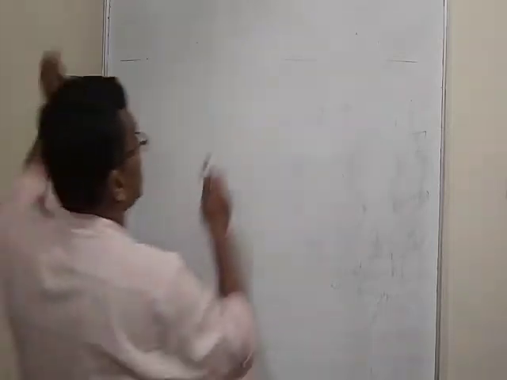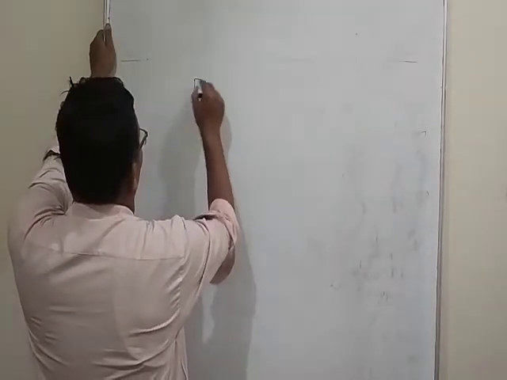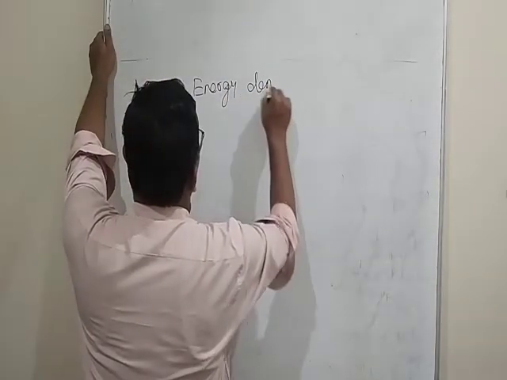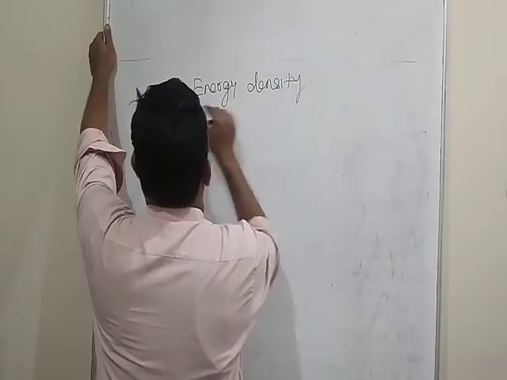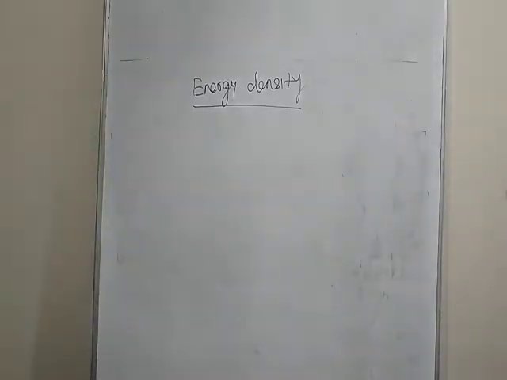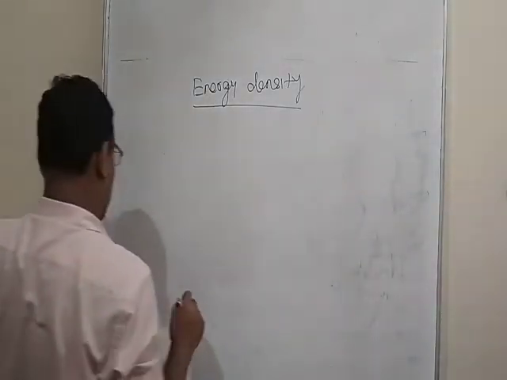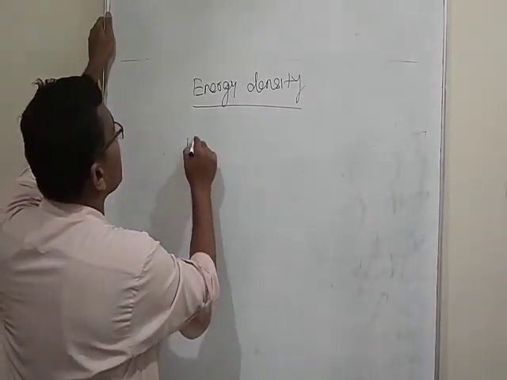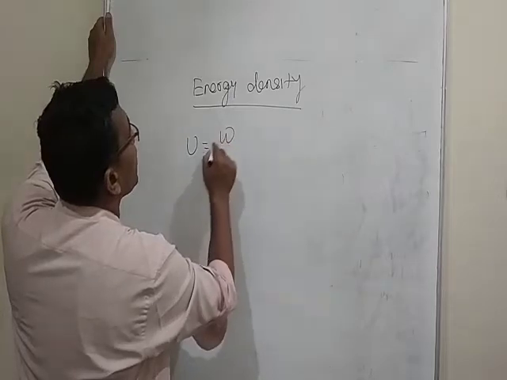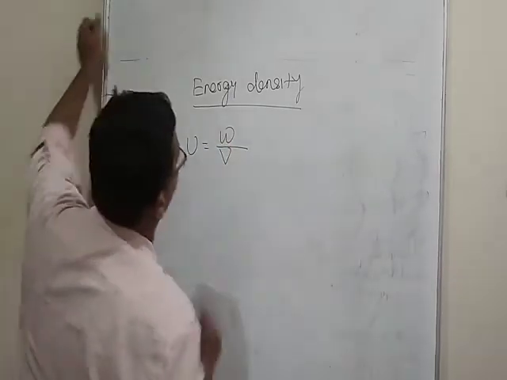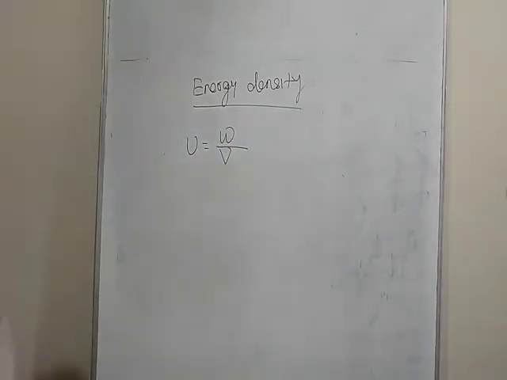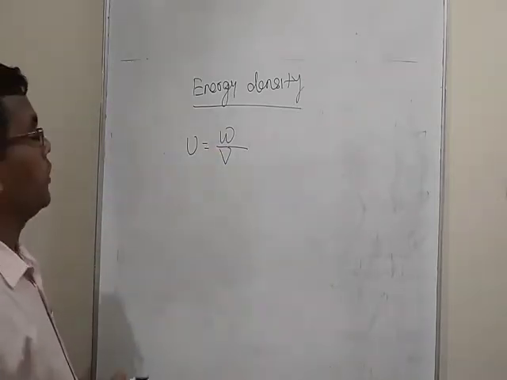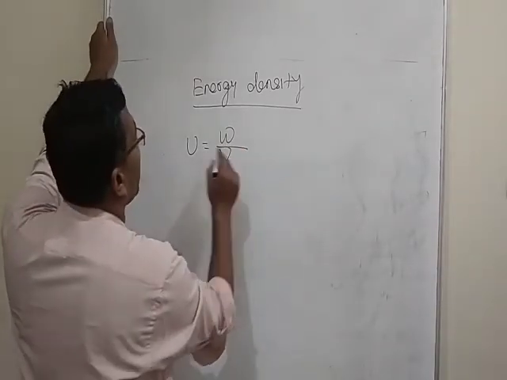Now come to the energy density of the capacitor. Energy density U is equal to energy stored per unit volume. So U is equal to W by V.